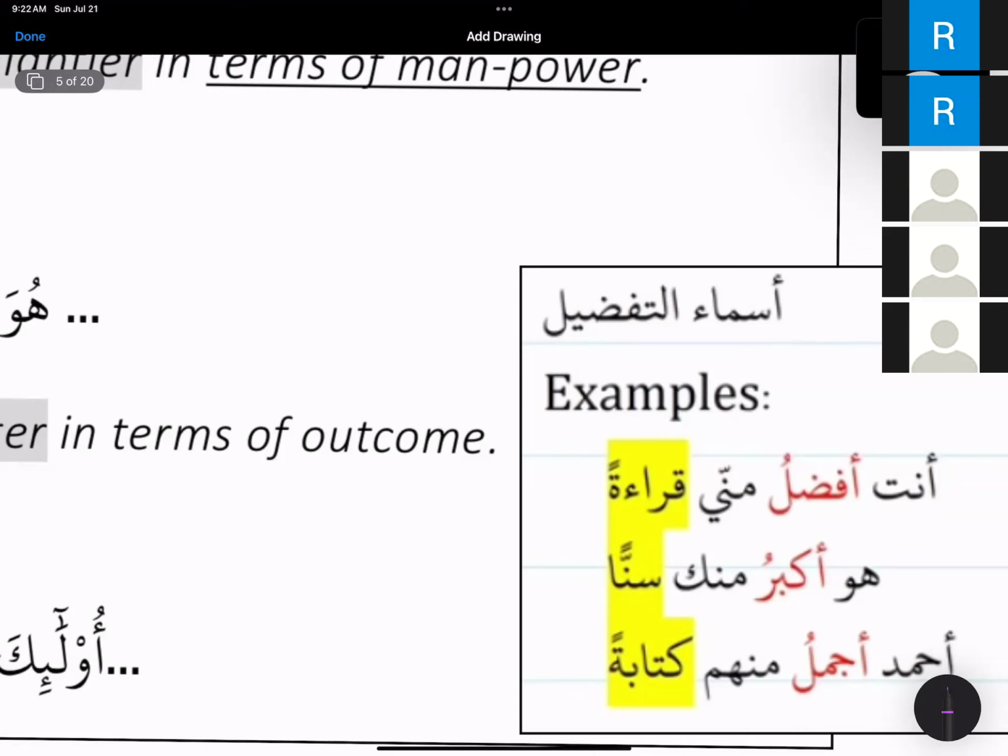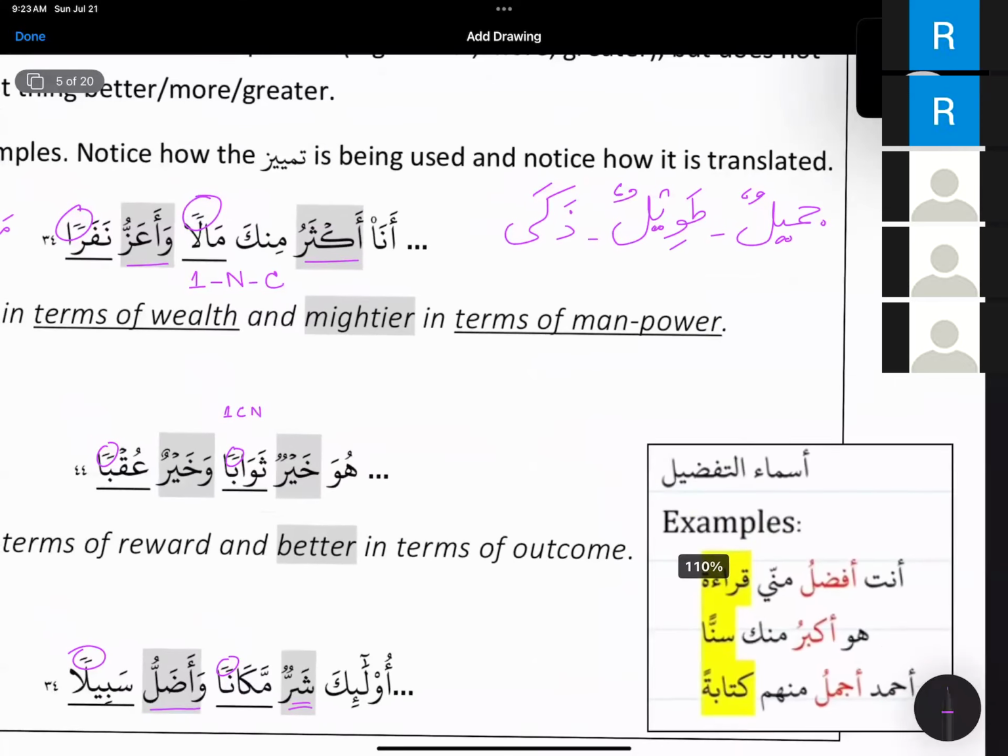Then it says, Ahmadu ajmalu. So again, it's ismu tafdil. Ajmalu is from jamilun, right? Jamal, jamil. So ajmalu, akbaru, the same. Again, it's ismu tafdil. Ahmad is ajmalu minhum. In what sense? Kitabatan, in handwriting again. Right? So Ahmad is more beautiful than them in the sense of writing.